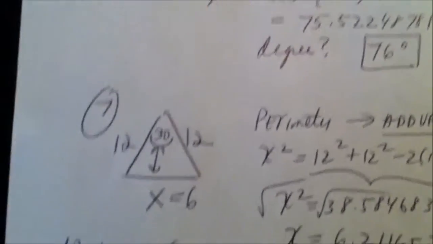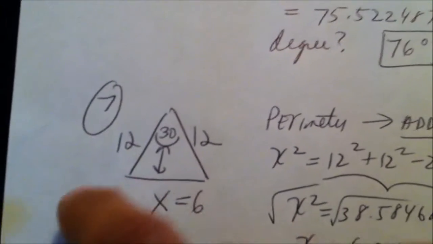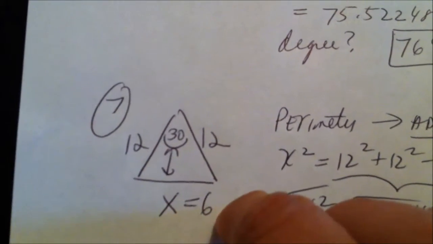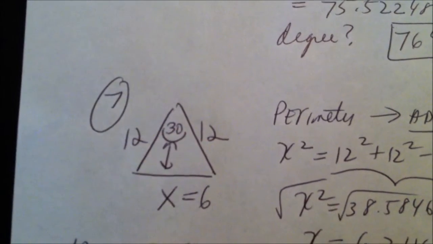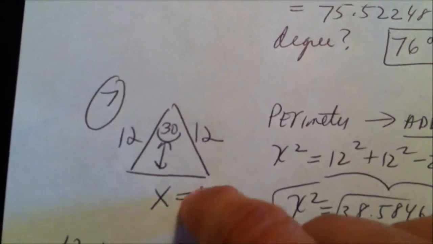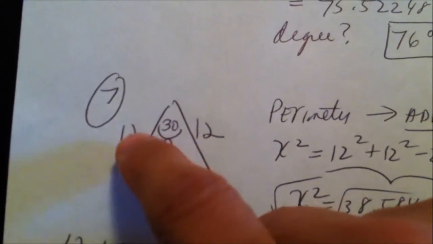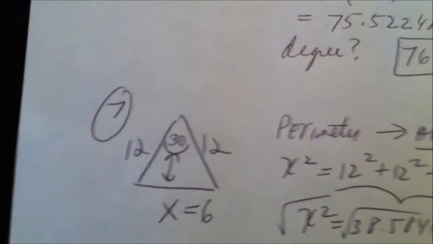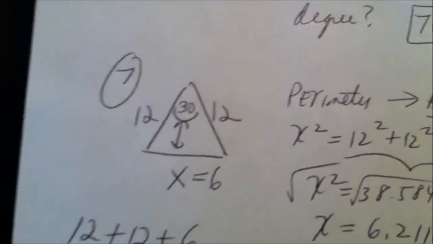Now with number 7, it's a perimeter question. Perimeter, of course, is all about the sides. It gave me these two sides here in this isosceles triangle. This is the vertex angle over here. So I have to find this side first before I can find the perimeter. So again, it's going to be law of cosines. 3 sides, 1 angle. Locate the angle involved in the problem, which happens to be 30. You're always going to start with the side opposite it.